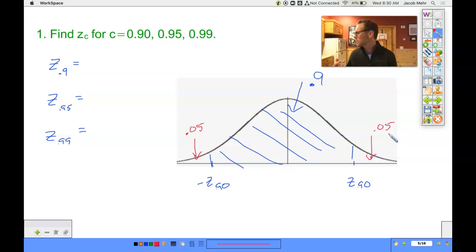Now, when we look up using the table in the back of our book, it's only area to the left. So what I could do is look up 0.05, find that in my table, and find the z-score that corresponds to 0.05. Or I could look up what? To the left of this one would be 0.95. I could look up 0.95 in my book to find this one. So let's do that.